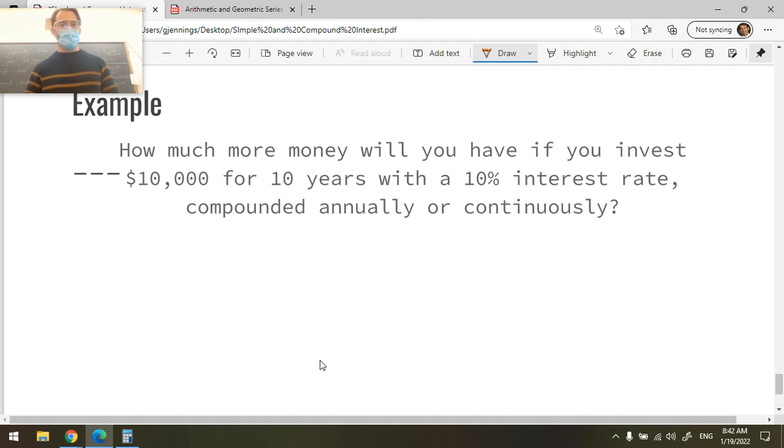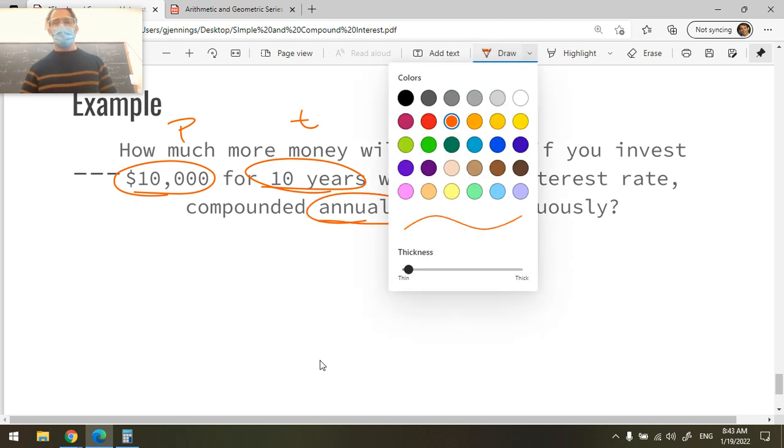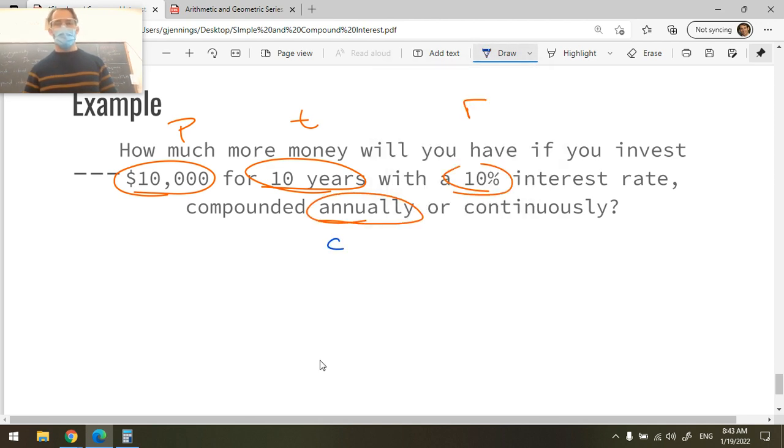So we're going to gather our numbers. This is P, this is T, and this is R. Our C, in one case, is going to be 1. So I'm not going to really worry about that. But then when it's continuous, we use a whole different formula. So if we're compounding continuously, our formula is A is equal to P multiplied by the constant E raised to the power RT. Sorry, it's R times T. It's very cool.